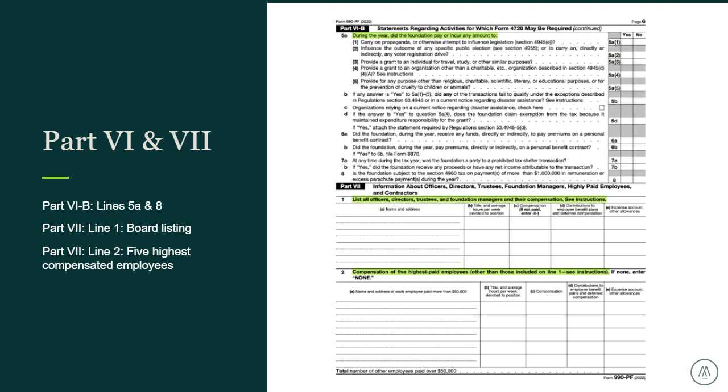More often than not, we see the foundation address being used. Just again, it is a public document. This information's out there for anybody to kind of get their hands on. So just something to keep in mind.